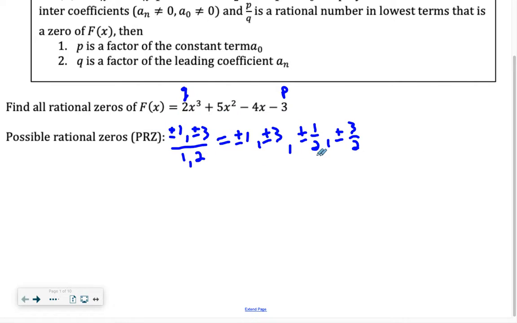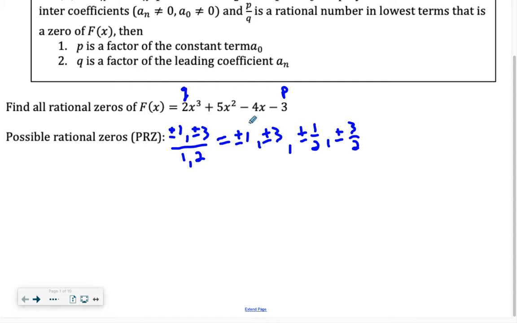Now, there may not be a rational zero. It is possible that we would not have a rational zero. But if there is at least one rational zero, it has to come from this list. So now the next step to actually finding these rational zeros is to start testing these numbers using synthetic division.